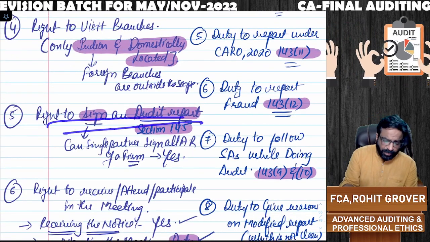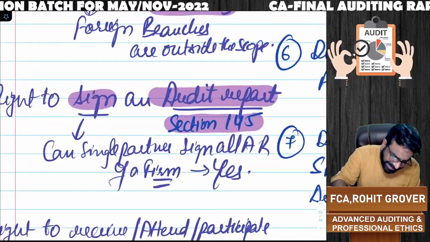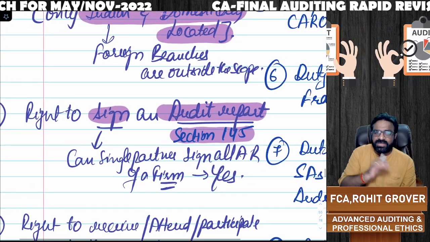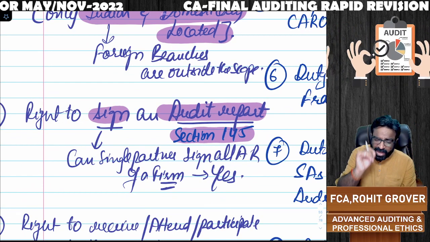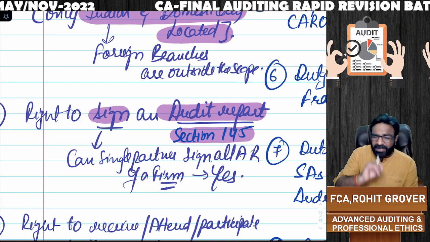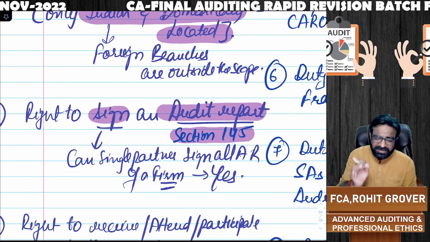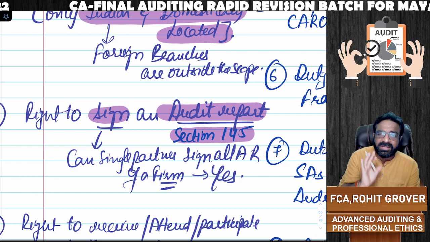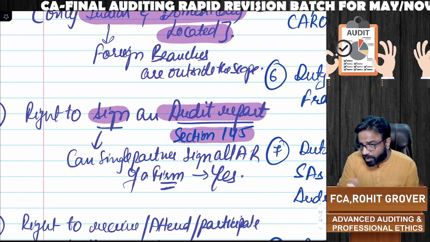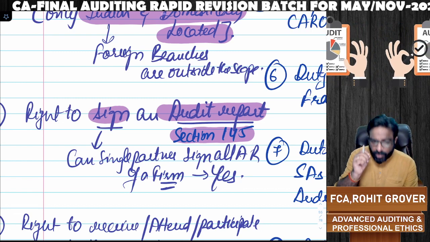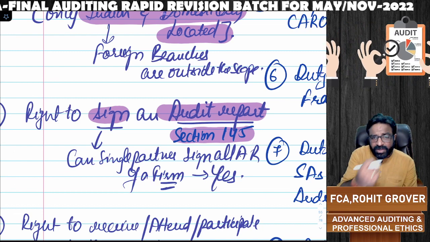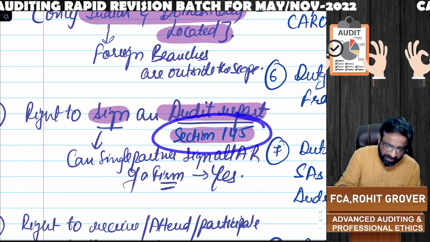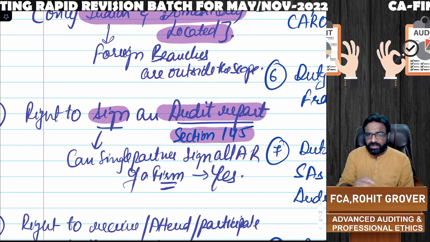Right to sign an audit report, which I already told you, is itself section number 145. The auditor has a right to sign the audit report, but in case you are not available, can your practicing partner sign? Yes. Other than you, who can sign the audit report? Your practicing partner can sign, not just any partner, because a non-practicing CA can also be your partner. But who is the only one allowed to sign if you are not there? Your practicing partner can only sign. That is what section number 145, right to sign an audit report, says.